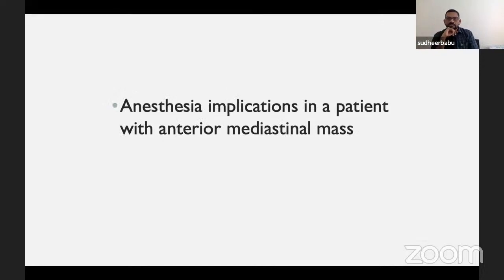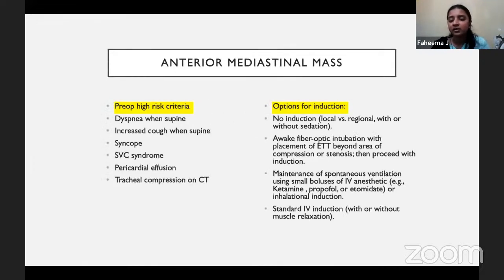Okay. So what are the specific anesthetic implications in a patient coming for anterior mediastinal mass? In case of anterior mediastinal mass, depending upon the size of the mass, the patient can have varying degrees of airway obstruction or obstruction of the major vascular structures, like SVC syndrome, SVC or IVC. Major arteries can be compressed by the mass. What we have to keep in mind is that during induction, if deep sedation or paralysis is used, the mass can fall over these vital structures and can cause acute airway obstruction or vascular compromise.